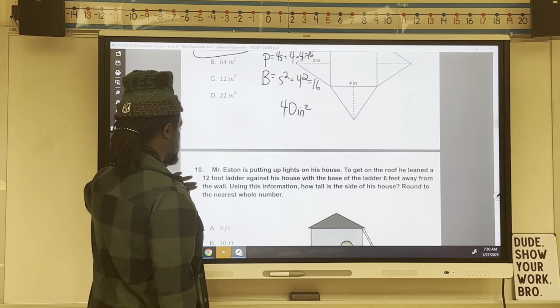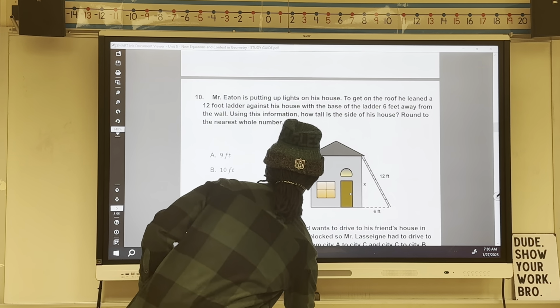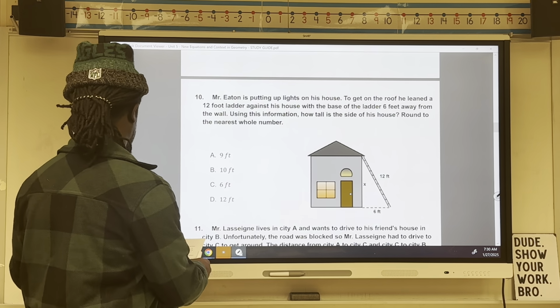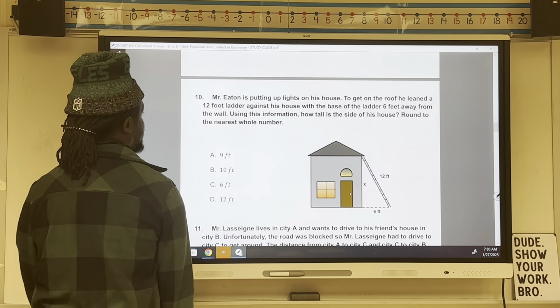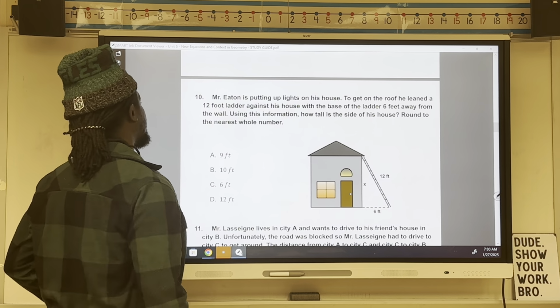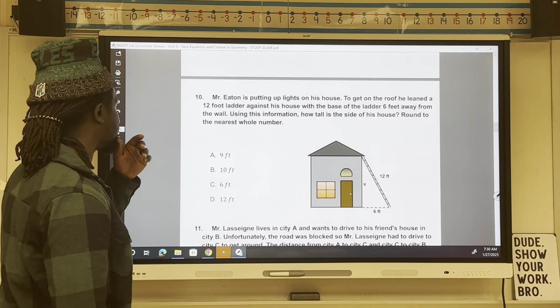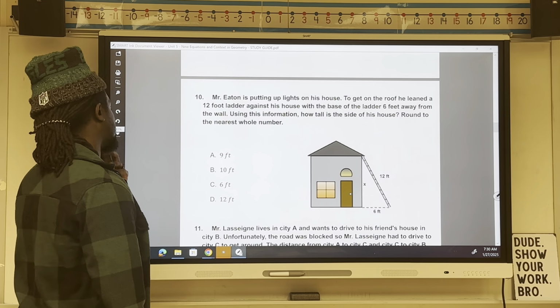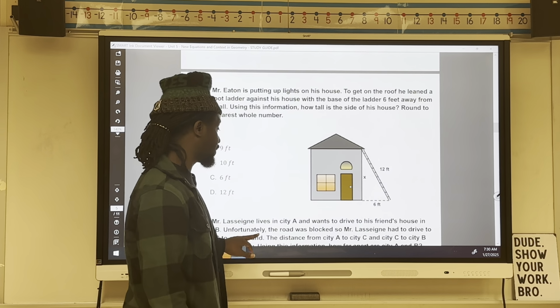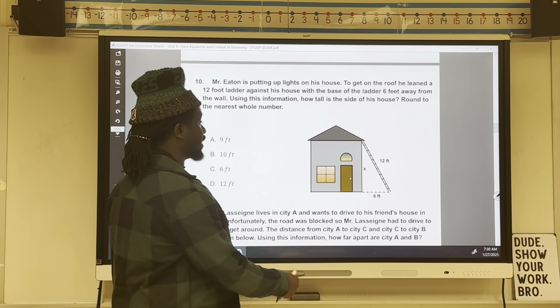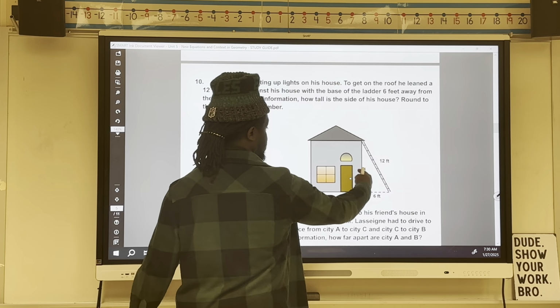All right, moving on. Mr. Eden is putting up lights in his house. To get to the roof, he leaned the 12-foot ladder against the house, with the base of the ladder 6 feet away from the wall. Using the information, how tall is the side of the house, rounded to the nearest whole? All right, so excellent, I have a picture here, and I am looking for how tall the house is, right?